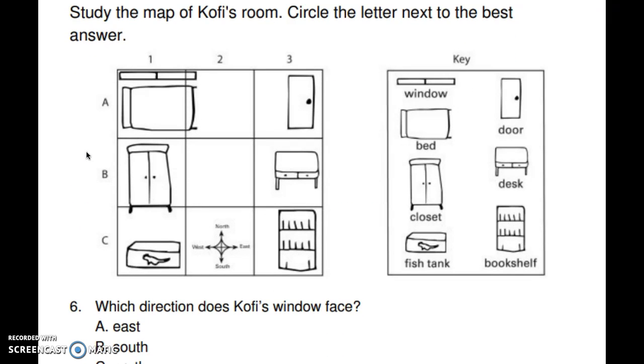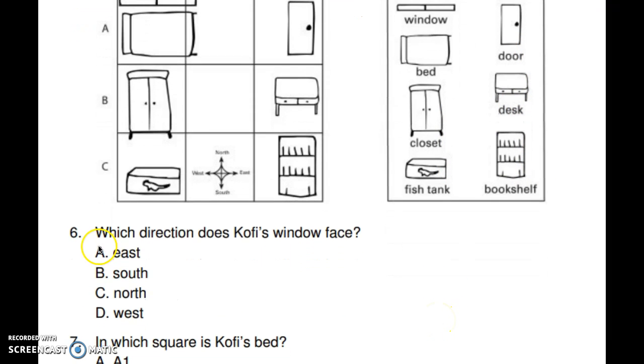Study the map of Kofi's room. Circle the letter next to the best answer. Key: window, bed, closet, fish tank, door, desk, bookshelf. Number 6, which direction does Kofi's window face? A, east, B, south, C, north, D, west.